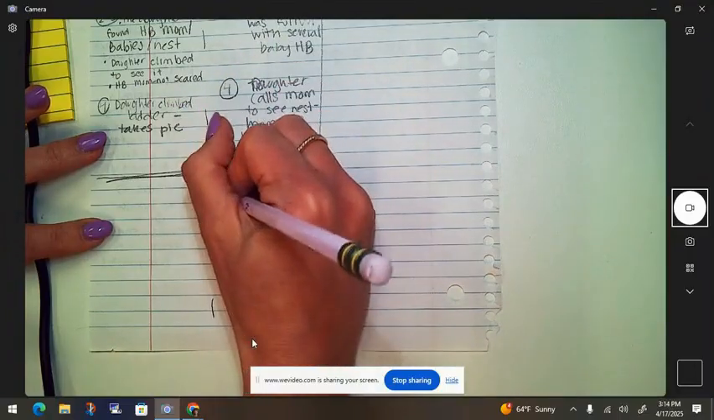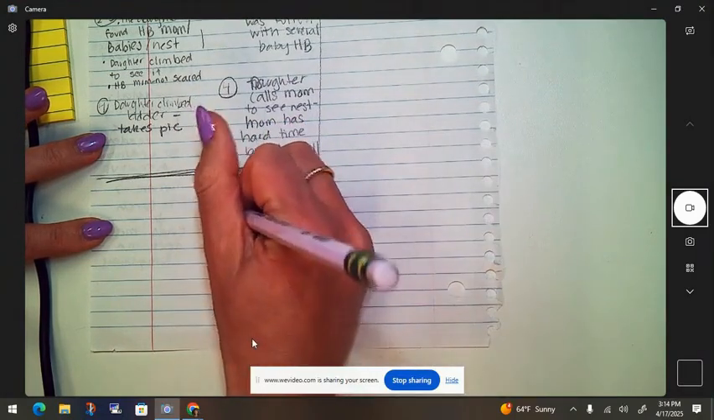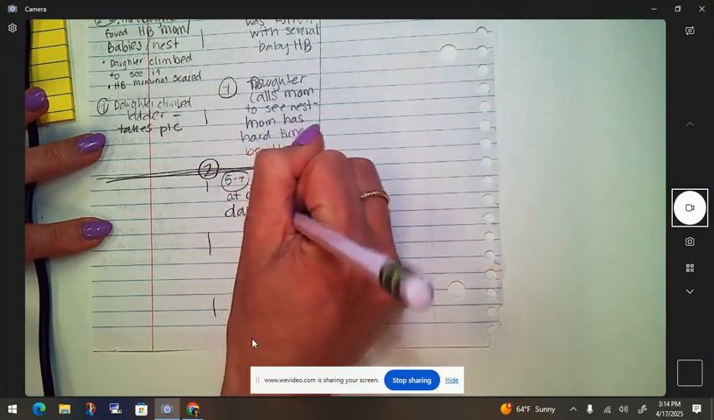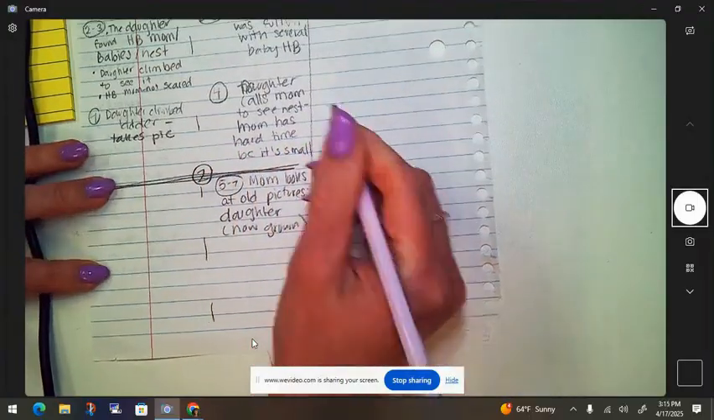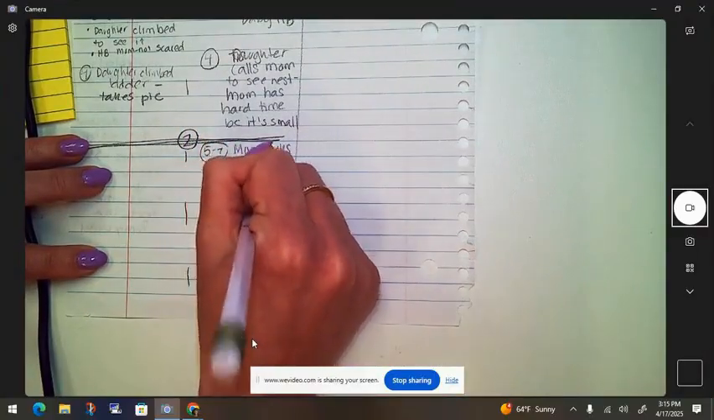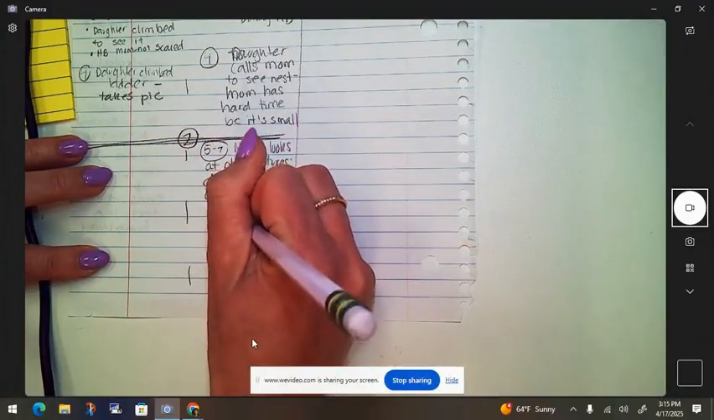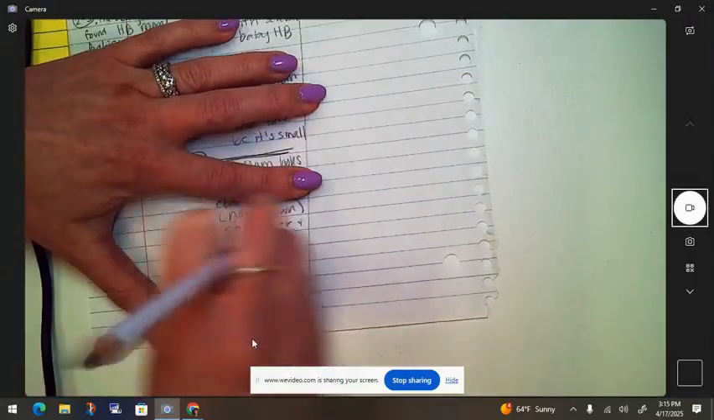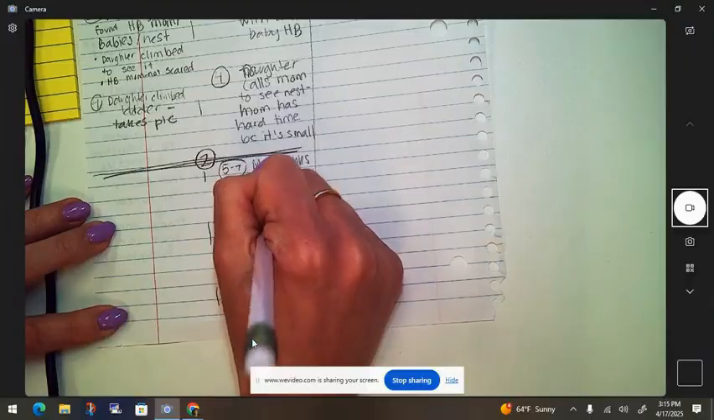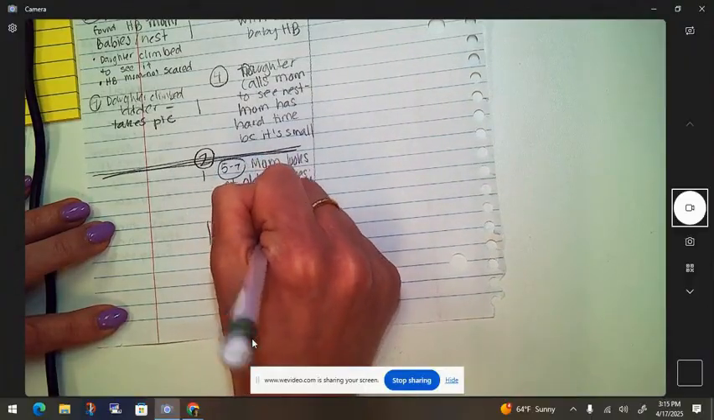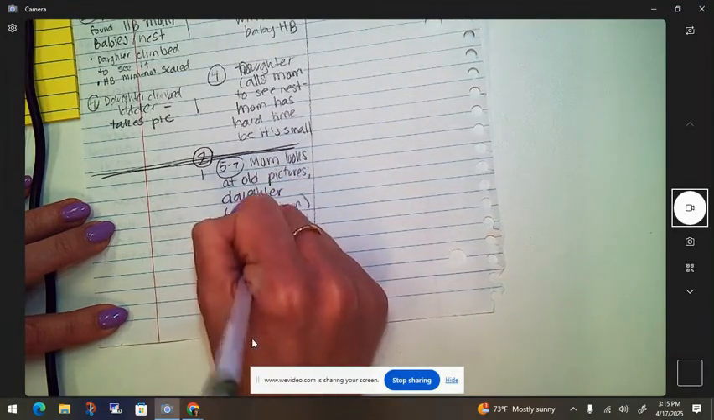Mom looks at old pictures. Daughter. I'm going to add she's now grown. Calls her. And reminds her. Well, maybe, I don't know if she said she recalled. So we'll say, daughter, now grown, reminds mom of the hummingbird nest, the mom and the babies.